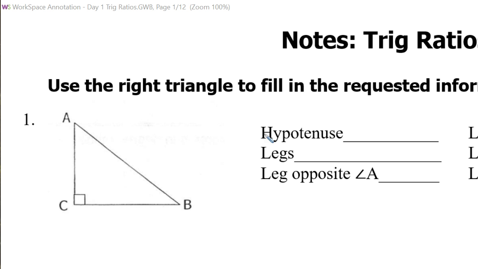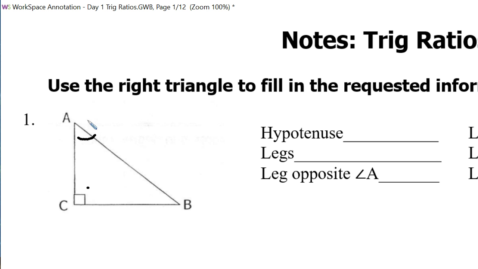So looking at this triangle, it says use the right triangle to fill in the requested information. Now, on a triangle, we use capital letters to represent the angle. So up here, capital A represents angle A, which is right here. And here's angle B, here's angle C. Now, angle C is our 90-degree angle. And the side opposite of the 90-degree angle is going to be our hypotenuse.